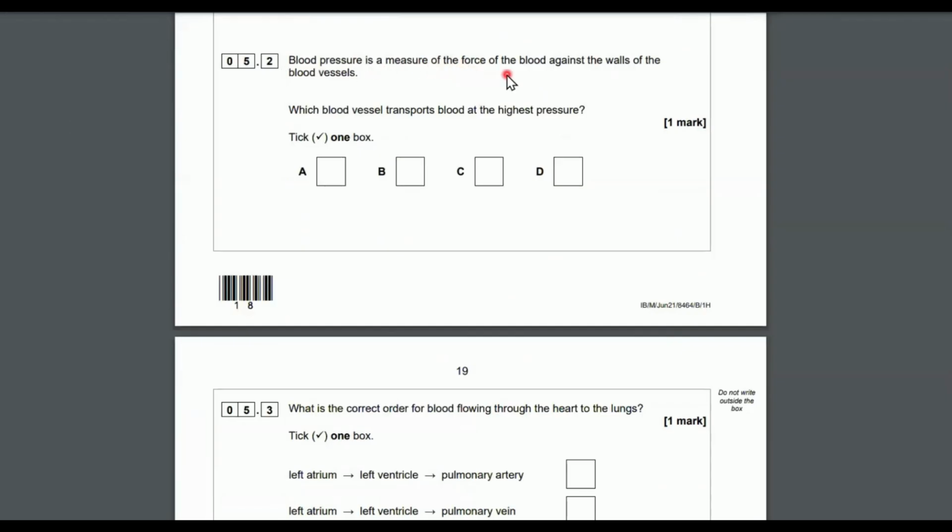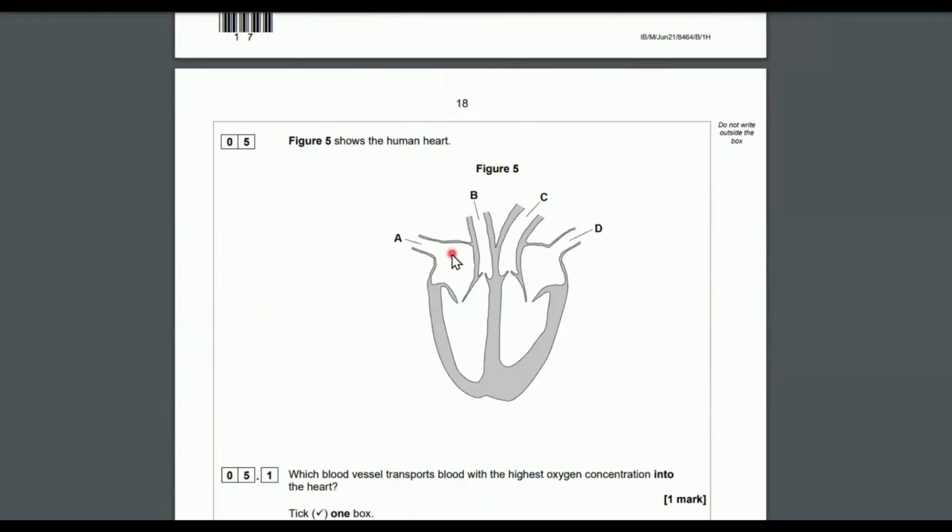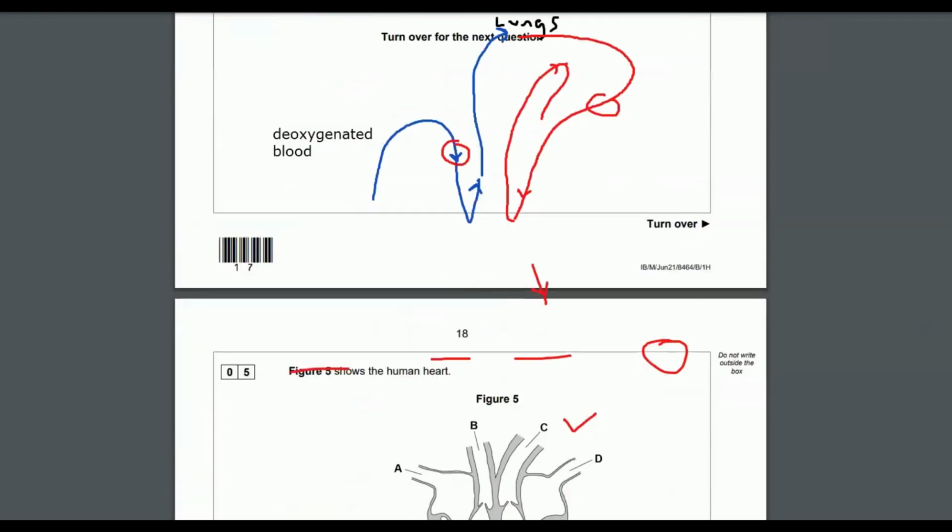5.2, blood pressure is a measure of the force of the blood against the walls of the blood vessels. Which blood vessel transports blood at the highest pressure? A, B, C, or D? Well, we can check this out. So I just slapped that down there. Oh my days. What have I done there?